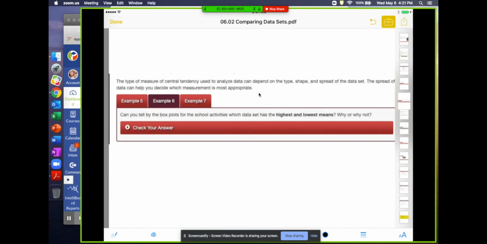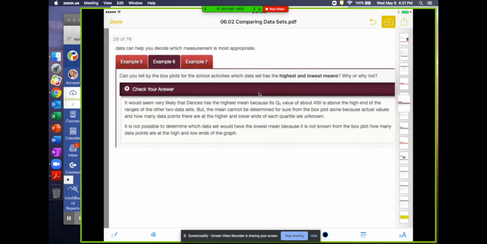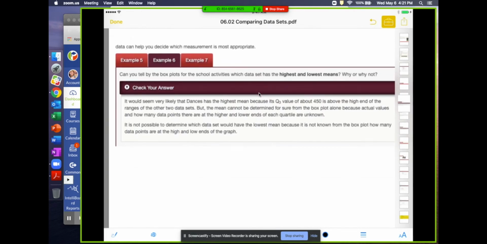Example 6. Can you tell by the box plot for the school which have the highest and lowest means, why or why not? It would seem very likely that dances has the highest mean because its Q3 value of about 450 is above the high end of the ranges of the other two data sets. So all the values are kind of higher. But the mean cannot be determined for sure from the box plot.